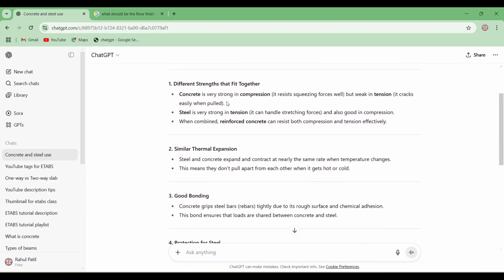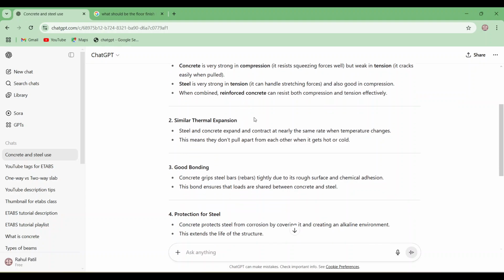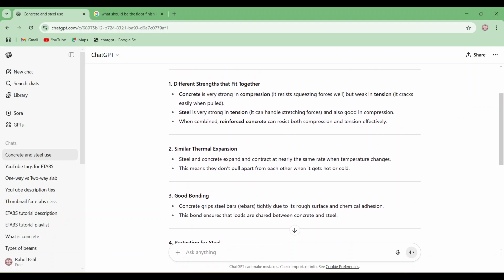Okay, so here you see it uses some points: different strengths that fit together. Concrete is very strong in compression. As we know, concrete is very good in compression but weak in tension, so it cracks easily when pulled. And the compression member, as we know, the column, is very good in compression, but as compared to the column, beams are weak, because in the beams at the bottom side the beam has tension and it can break. That's why we provide steel in the beams.